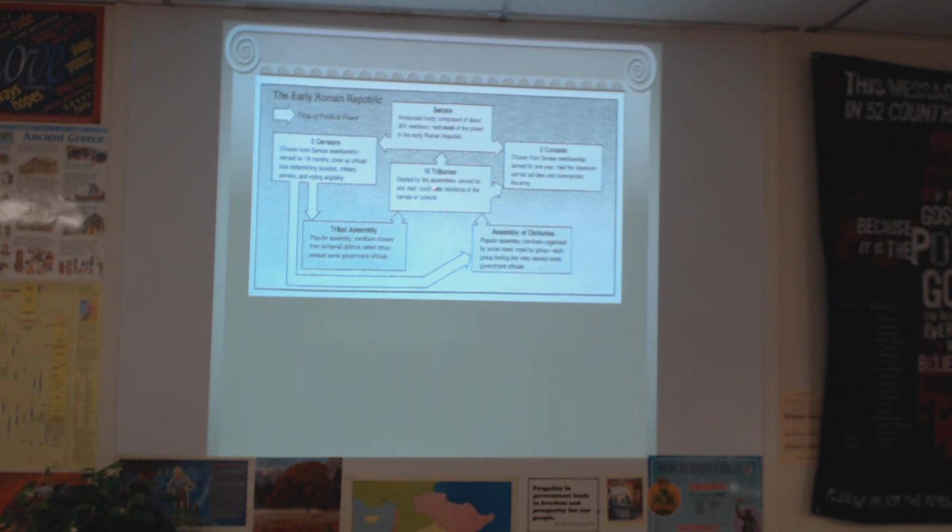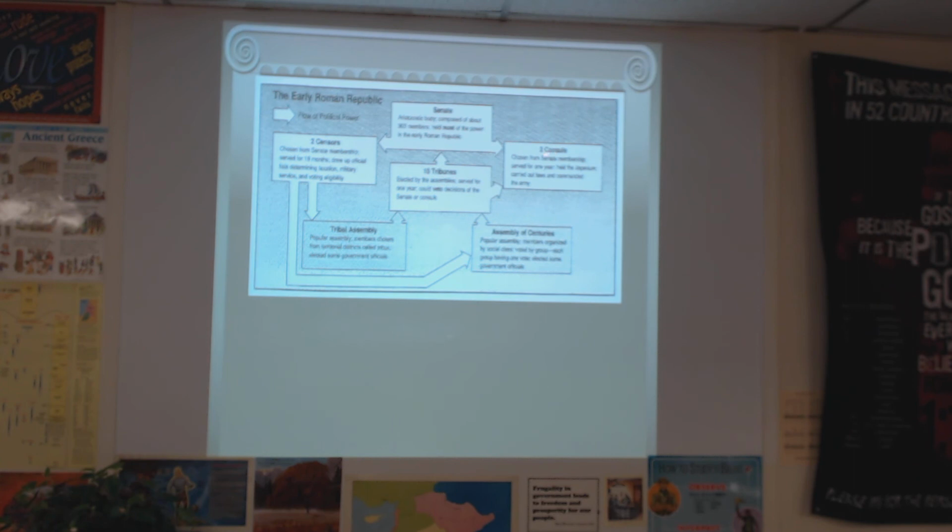Ten tribunes are elected by these assemblies. They serve for one year. Now they have a really strong bit of authority, or power, in that they could veto decisions of the Senate or consuls. What does it mean to veto? Get rid of it. Yeah, no, it really means no. So if a law is passed by the Senate, the tribunes can say, no, that's not going to be a law. So you can see that that would be a great power. All right, let's go this way now.